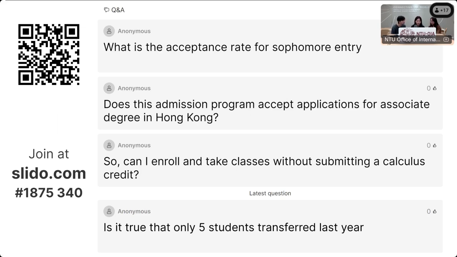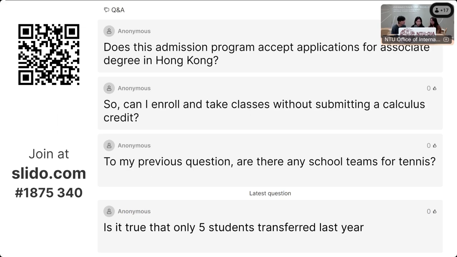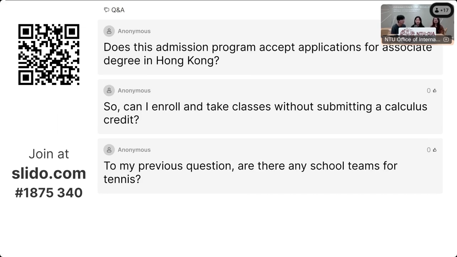So next one, does this admission program accept applications for associate degrees in Hong Kong? Actually, the international sophomore entry accepts the associate degree, but if your degree is from Hong Kong, you have to check whether your institution is on the list of Hong Kong. You can check it at our academic requirements on our website.